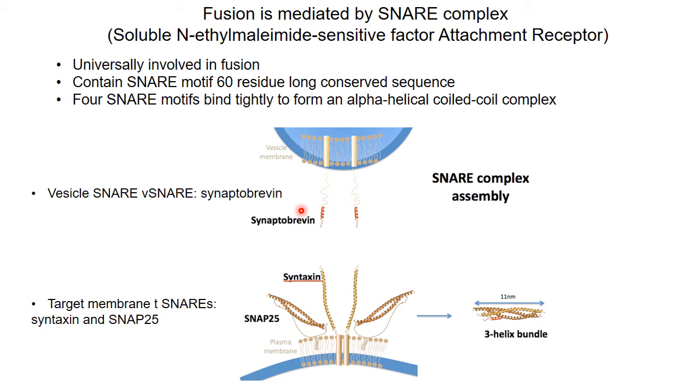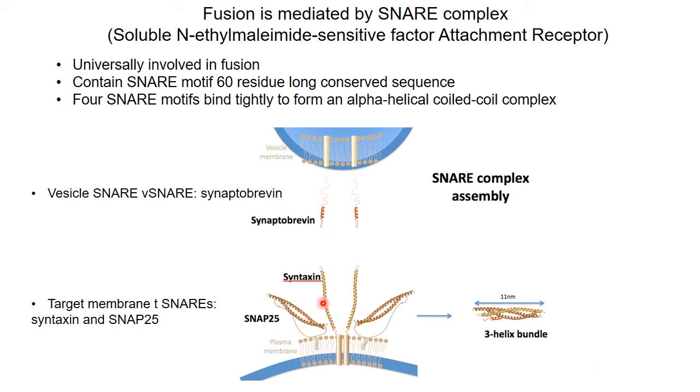So every time you have a vesicle which is going to fuse with the membrane, you have vesicle SNAREs, otherwise called v-SNAREs, and in this case it's going to be synaptobrevin. Different synaptic vesicles will each have their own synaptobrevin molecules, or v-SNAREs. And then target membrane SNAREs are going to be called t-SNAREs. In this case there are 2 of them, syntaxin and SNAP25.